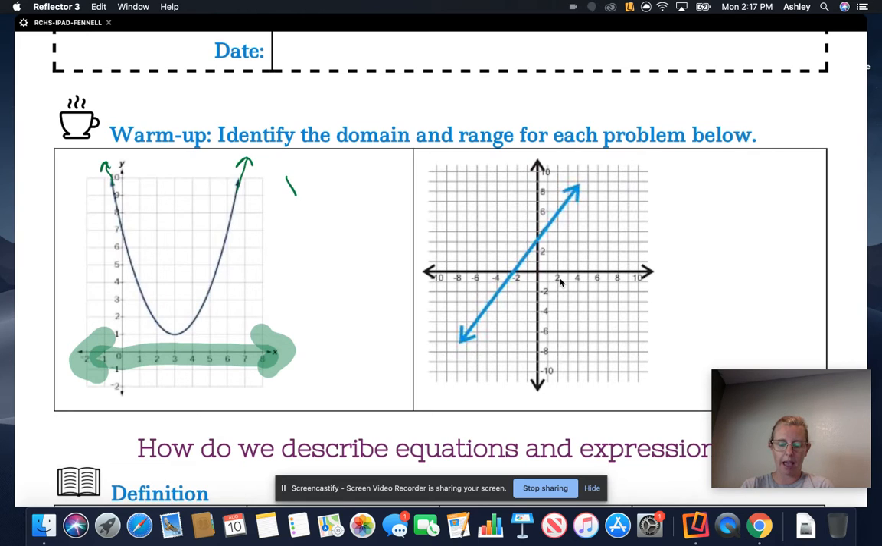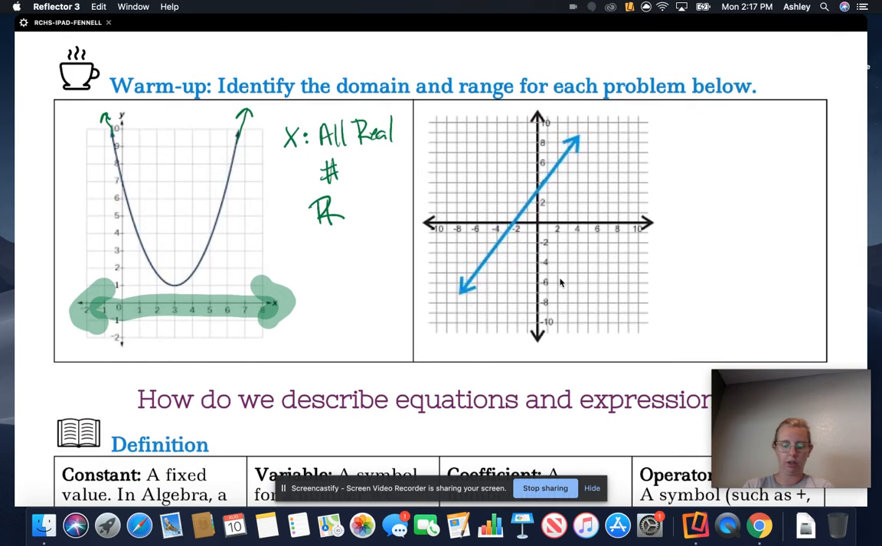So the domain values will be all real numbers, or the little symbol we have for that, maybe you remember, is that little R with a line through it, all real numbers. So the domain is all real numbers. Okay, now let's talk about the range.